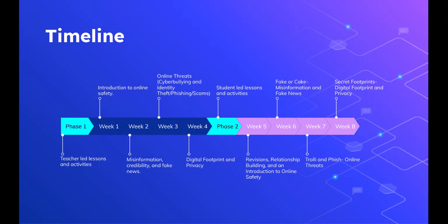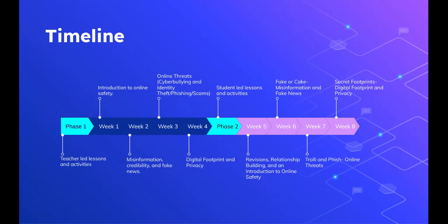Going into phase two, this is when the new eighth graders will be doing student-led activities and lessons for the new sixth graders. So it'll follow kind of the same format, but they're going to come up with their own activities modeled after the activities that they did themselves. The first week will be revisions, and then relationship building, and then online safety introduction. Then Faker Cake, which is like misinformation and fake news. That's kind of like a trendy TikTok name for misinformation and stuff.